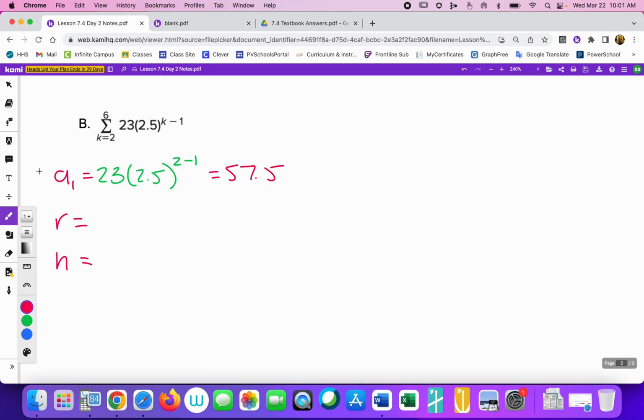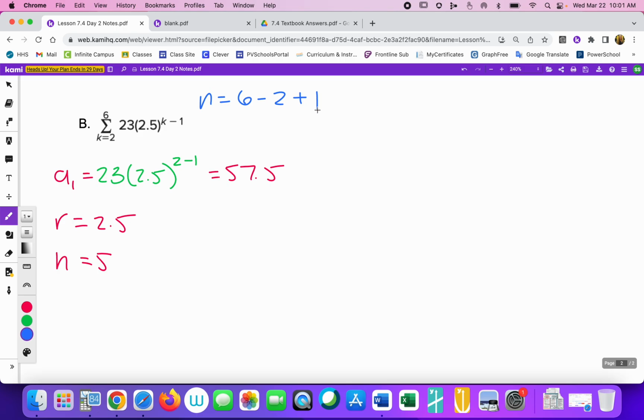What's R? 2.5. It's the base of where the exponent's attached to. And how many terms are 2 through 6? 5. Okay, including 2. All right, again, the trick for that, top number minus the bottom number plus 1. So it adds the 1 back. So that'd be 4 plus 1, which is 5. Is that trick helpful to some of you? Okay. So just one more than the difference.